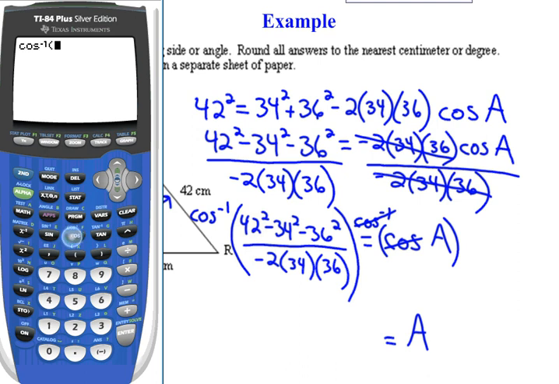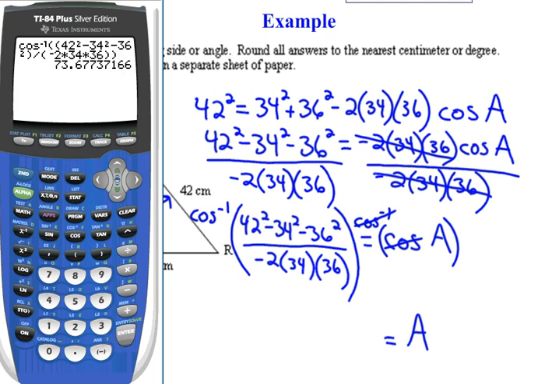Second cosine. Now, I have to group everything in the numerator together. So I do another parentheses, and then I do 42 squared minus 34 squared minus 36 squared. And I close off the numerator. Then I divide, and I have to group everything in the denominator together. So I have another parentheses, negative 2 times 34 times 36. Close off the denominator, close off the inverse cosine.